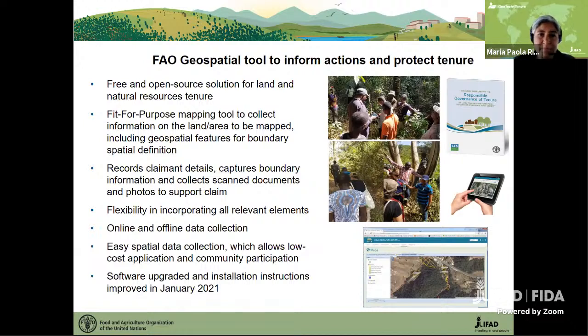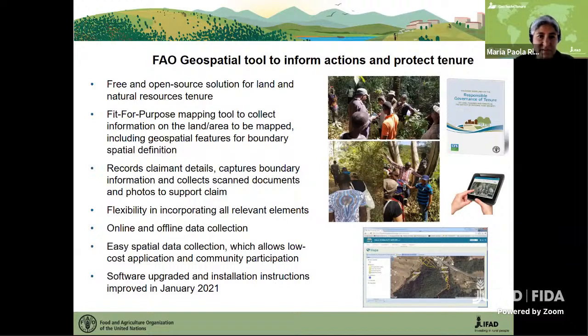So it is a mapping tool to collect the information on the land to be mapped, and also including geospatial features for the boundary spatial definition. It can record claimant details, capture the boundary information, and can also collect documents and photos to support and give evidence to the claim.